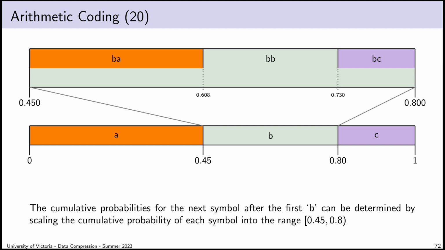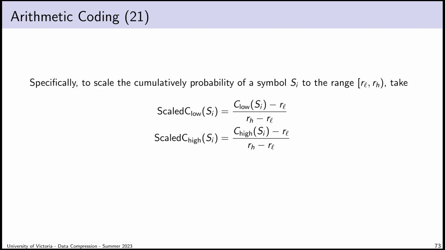Then I subdivide that into A, B, and C proportionally. So I just scale my cumulative probabilities into the window 0.45 to 0.8. And I'll talk about the scaling in a minute. Okay, it's been a minute. Here is the scaling formula. I will talk about how this gets applied in a minute.